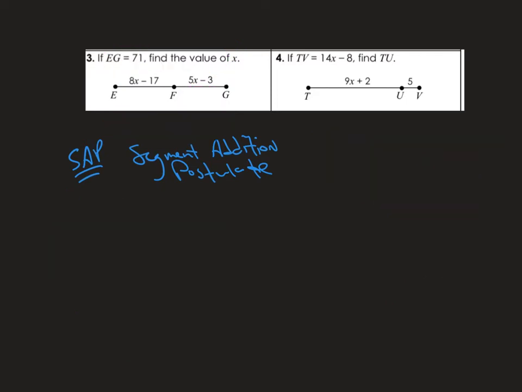Check plus, check plus, check plus. Now what? Welcome to geometry. Let's do it again. Let's move over to number 4. And what do I see? I see a different segment, but nonetheless, I can apply the segment addition postulate. So what do I know? I know that TU plus UV equals the length of TV. So TU plus UV equals TV. That's the first step, right?